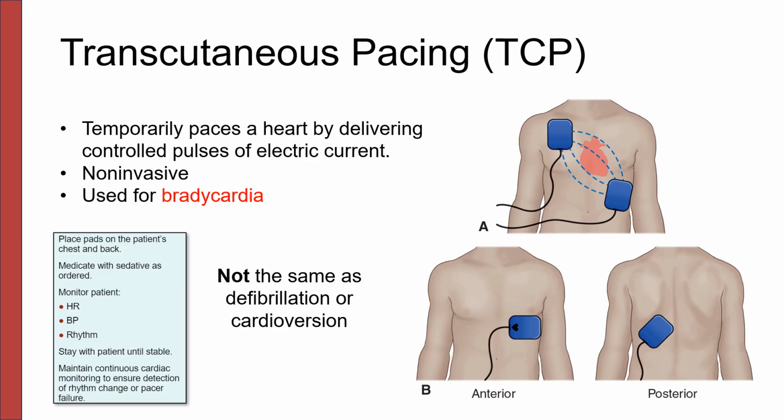All right, so let's talk about some interventions. So first is our transcutaneous pacing, or TCP. This was mentioned in our heart blocks because this is appropriate for patients who are bradycardic and we're not able to fix it another way. So this is temporary pacing and you put the pads on.